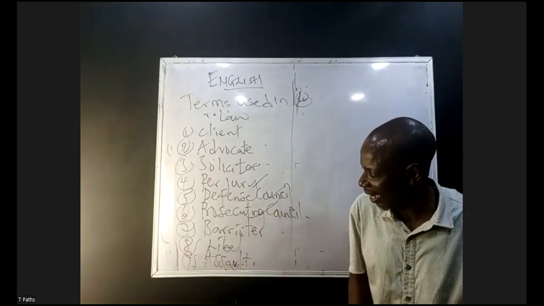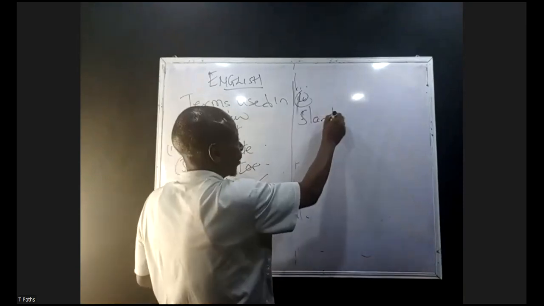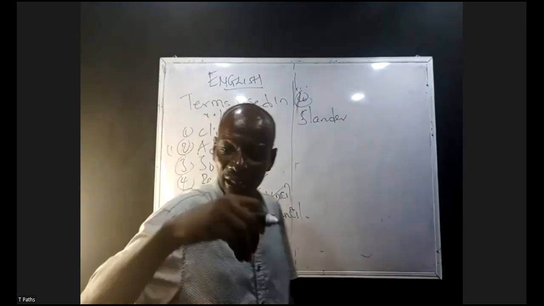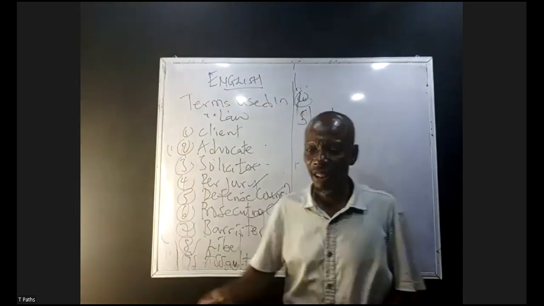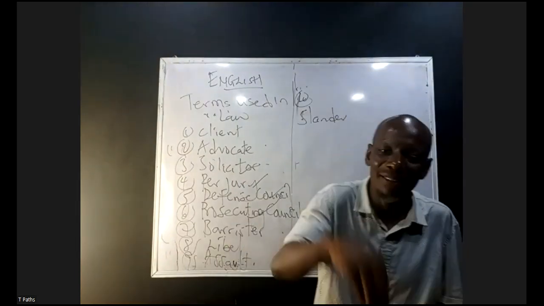There's another one, slander, the opposite of libel. When you talk about slander, this is a false defamatory statement, spoken. While libel is what? Written. Intended to damage the reputation of a person.